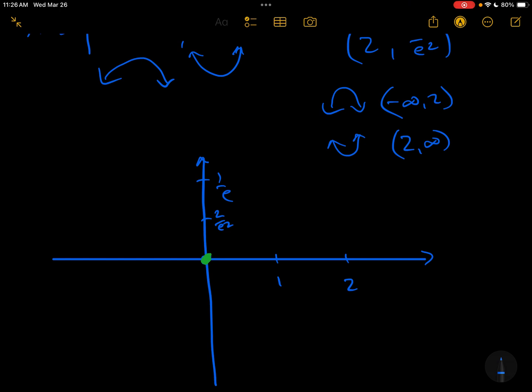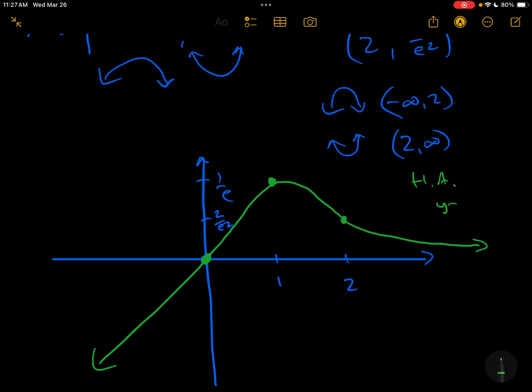Okay. So our max is here at 1, 1 over e. We have an inflection point here. And so this thing is what? Concave down along there, and then it's concave up along here. And we have a horizontal asymptote at y equals 0 in the positive direction here. So that's the graph.